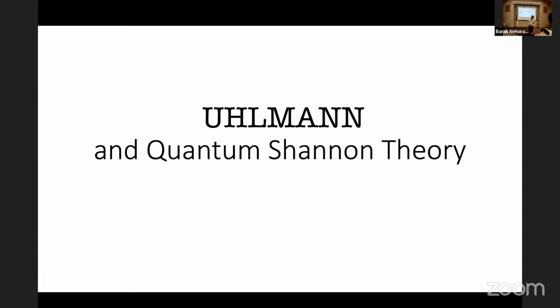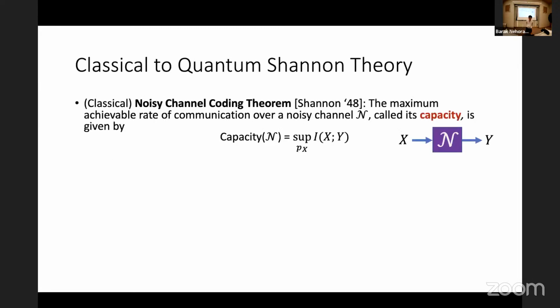Okay, so now let me turn to connections between the Uhlmann transformation problem and some other topic. I'll talk about quantum Shannon theory. So here's a famous result in information theory, which is known as the noisy channel coding theorem. So imagine that you have a noisy channel. For now, it's classical, so let's call it N. Shannon proved that the maximum achievable rate of communication over a noisy channel, which is called its capacity, is given by this beautiful formula.